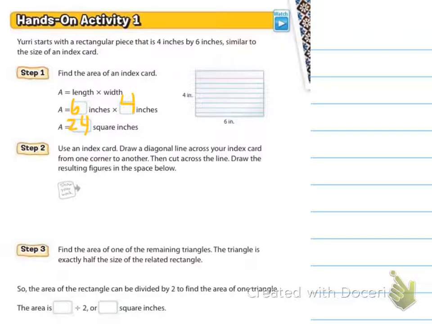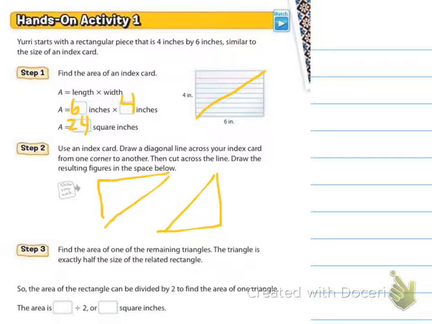It says use an index card and draw a diagonal line across your index card from one corner to the other. So we're going to go from here to here. Now if you have a real index card, great. If you don't, then just follow along with the picture. It says then cut across the line and draw the resulting figures in the space below. So we're going to have one that's like this and then one that's like this.